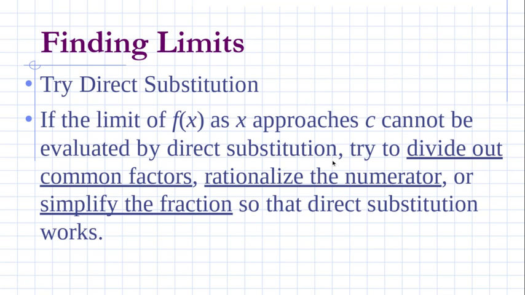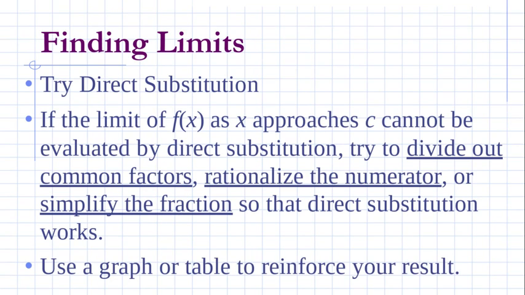All right, so if it cannot be evaluated by direct substitution, in other words, we get 0 over 0, we're going to try to divide out common factors, which basically means reduce the fraction. We can try rationalizing the numerator. We'll do an example like that, or simplifying the fraction. So if we have a complex fraction, we'll do that. And we do this so that we can simplify the function so that we eventually can do direct substitution. And then if we want, at the end, we could use the graphing calculator or a table to check our results. So if we want to type the function under y1 and then set up a table around the x value and see if our answer is correct, that's what we would do. But we're not going to use the table to find the answer. We're just going to use it to help check our answer.